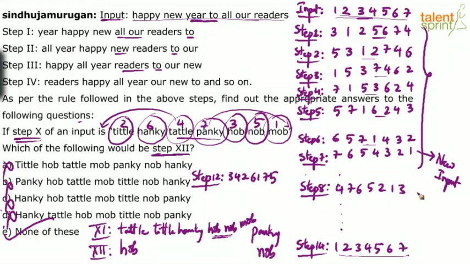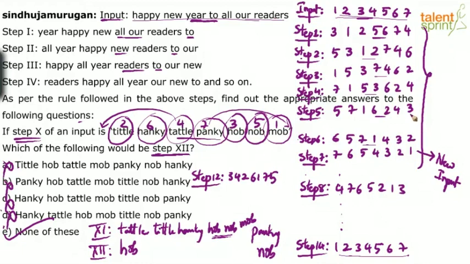So you can use the cycle that we have drawn here, or you can directly find out step 12 from step 10. I hope this is clear to all of you. First thing is step 10 is the reverse of step 3. So based on step 3, find out the number of each of these words. So reverse of step 3 is 2647351. So I can say that second word is tittle, sixth word is hanky, fourth word is tattle, and so on. He's asking us to find out step 12. We very well know that step 12 will be the reverse of step 5. So reverse of step 5 is third word, fourth word, second word, sixth word, first word, seventh word, fifth word.